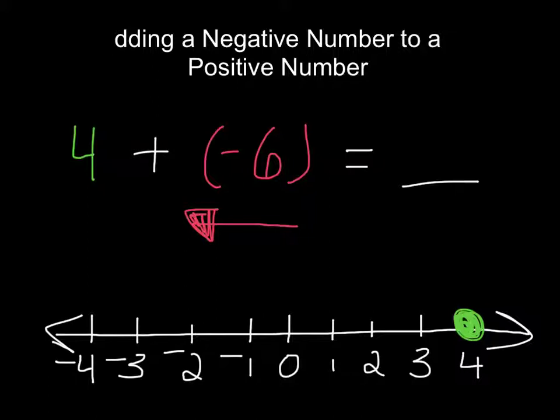So, because I am adding -6, I will move 6 units to the left. When I do that, I move 1, 2, 3, 4, 5, 6 units to the left, and I land on the number -2. This tells me that 4 plus -6 is equal to -2.